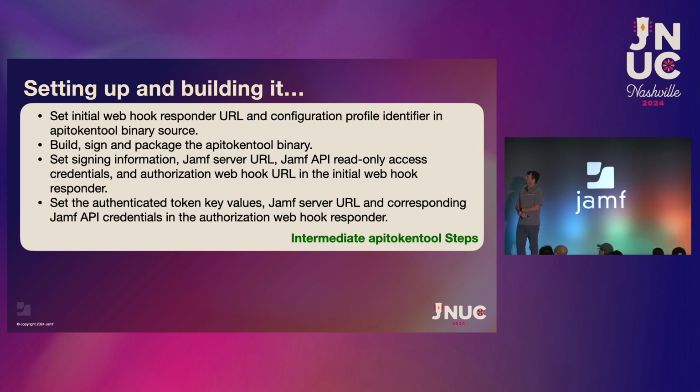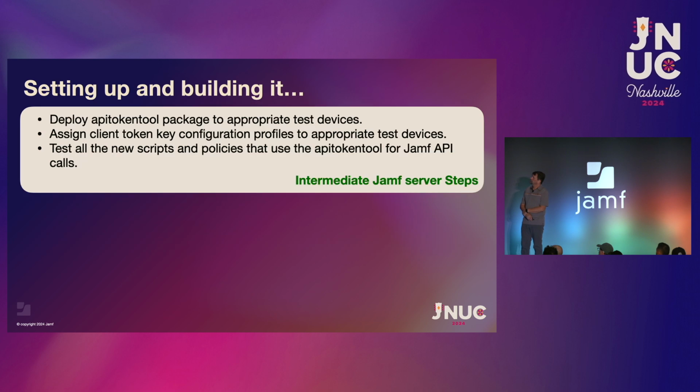We're going to set the authenticated token key values, our Jamf server URL, and the corresponding API credentials in the authorization webhook responder. We're going to deploy the API token tool package to appropriate test devices, assign a client token configuration profile to those test devices, and then test all of your new scripts and policies that use the tool for your API calls.